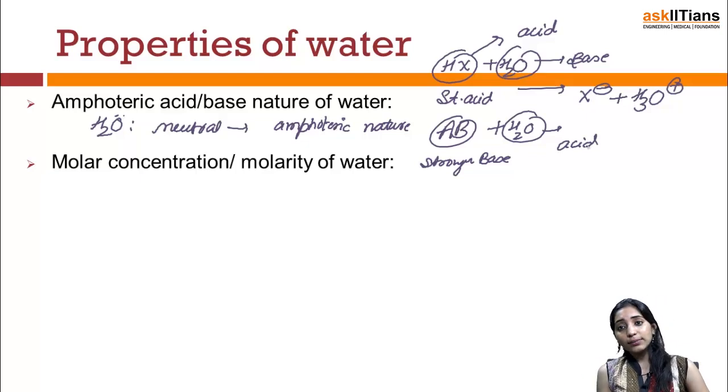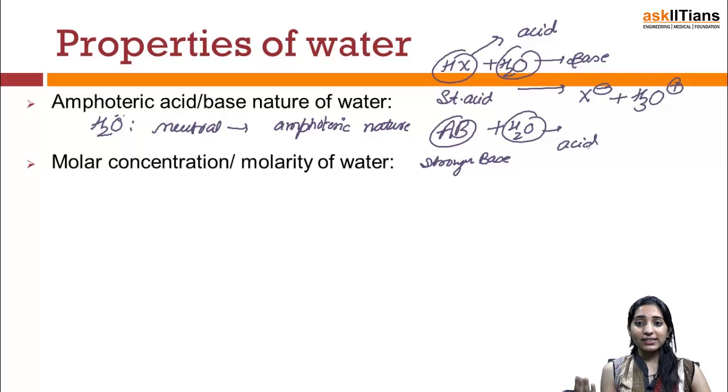So at times water can act as an acid, and at times it can also act as a base, depending upon the other thing which you are considering with water. And hence this property of water is known as the amphoteric nature of water.